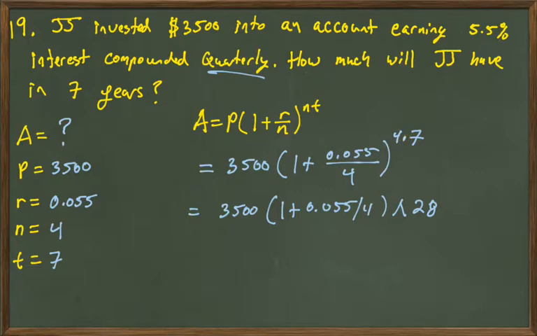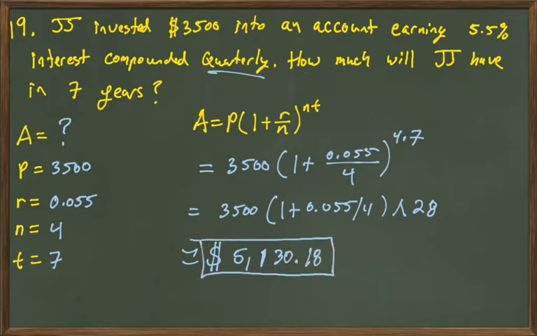Okay, since we're dealing with money and we're solving for the amount, which is going to be money, probably 2 decimal places is going to be appropriate here. So our amount, after we plug that in, is going to be $5,130.18. So that is the future value of JJ's investment. All right, so that's the simplest one, finding the future value. We're going to go ahead and look at another one.